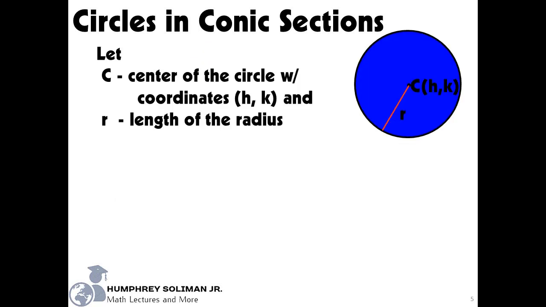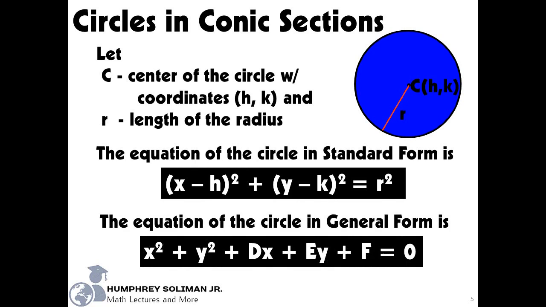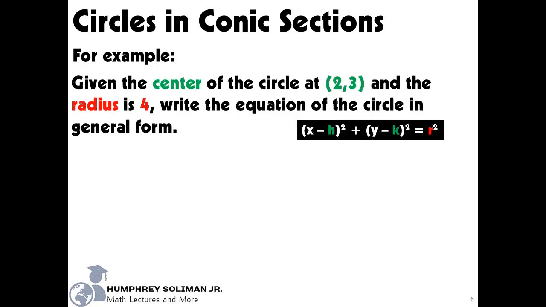If we let capital C be the center of the circle, with coordinates (h, k), and let r be the length of the radius, the equation of the circle in standard form is equal to the equation below. And the equation of the circle in general form is equal to the equation below. For example, given the center of the circle at (2, 3) and the radius at 4, write the equation of the circle in general form.